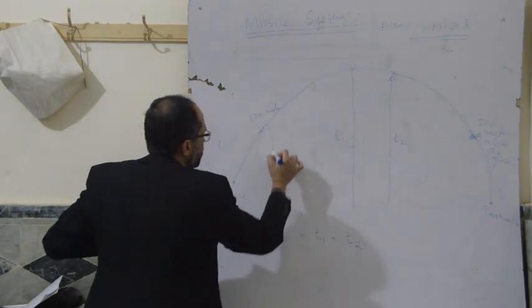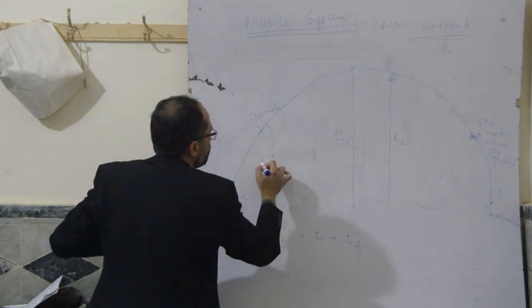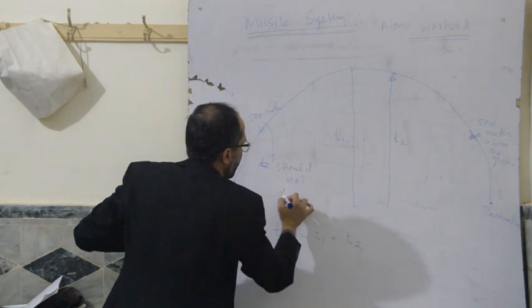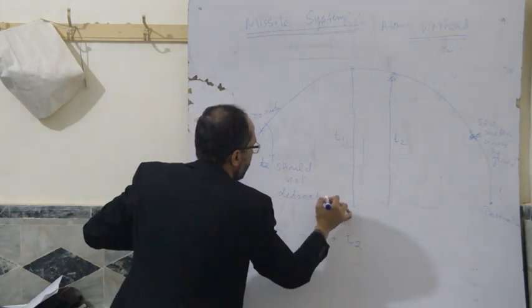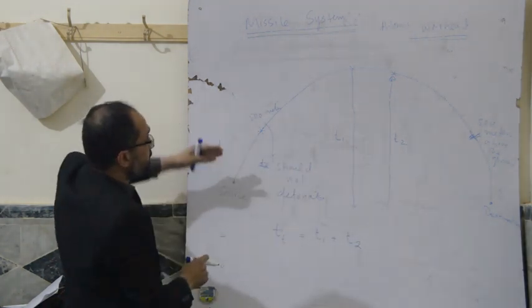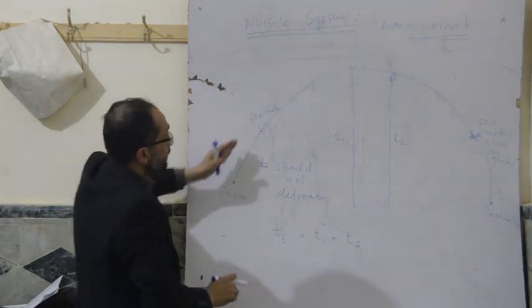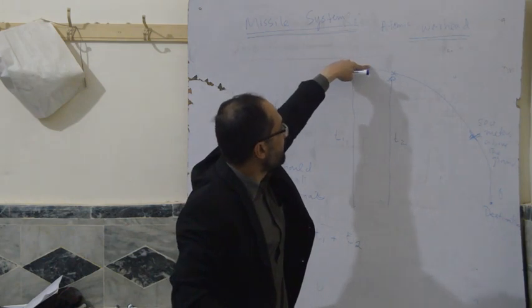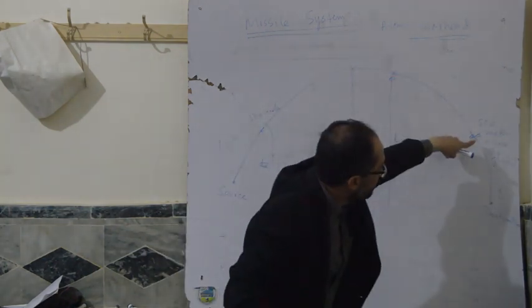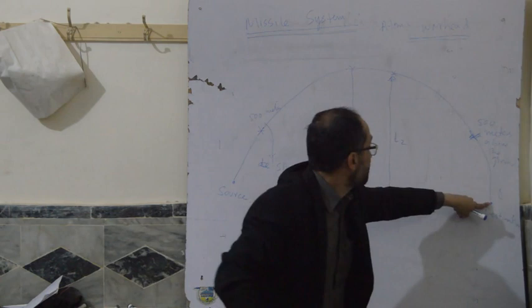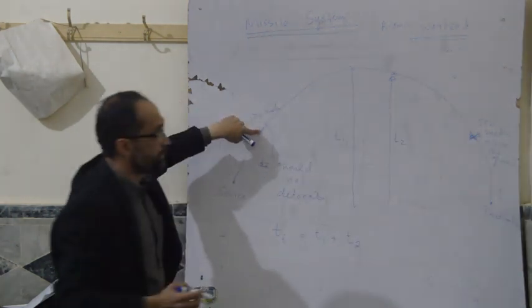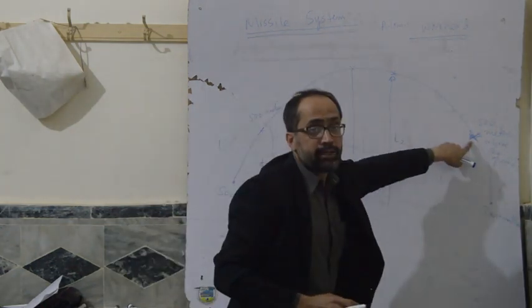but we should not detonate the warhead here. We should only detonate the warhead when it achieves the maximum height, and after the maximum height, when it's very close to the destination, we can then activate the warhead at this point. So we should not activate the warhead at this point, we should activate the warhead at this point.